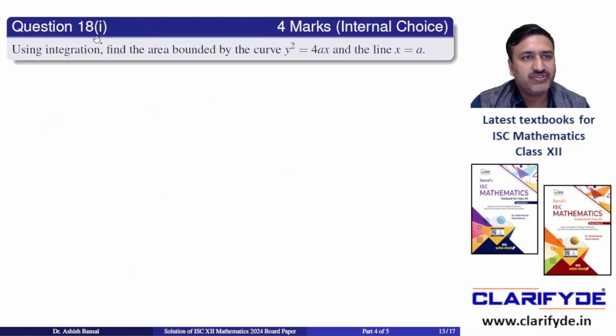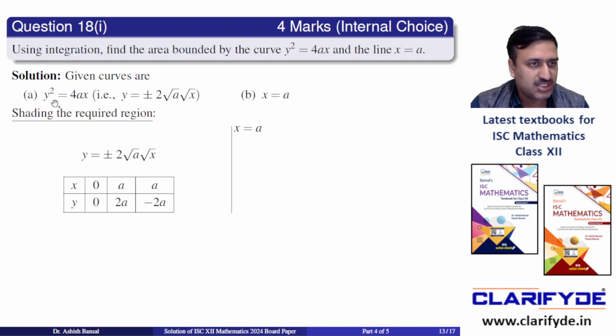Question number 18, first part. It's a 4-mark question. It has an internal choice. It says using integration, find the area bounded by the curve y squared equal to 4ax and the line x equal to a. So these are the given curves. I can write the first curve as y equal to plus minus 2 root a root x, and the second curve is x equal to a. So I can write the table in this form.